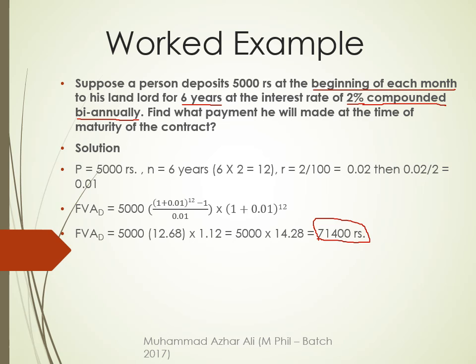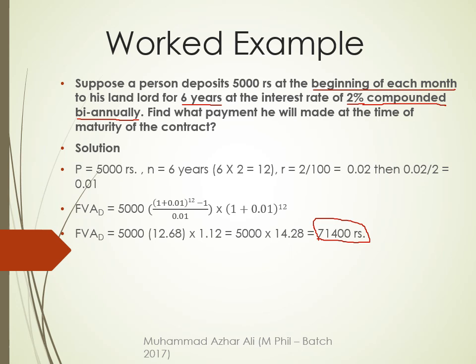Okay, so the time period is 6 years that you are seeing here, and the interest rate is 2% compounded biannually, means it is charged 2 times in a year. So what payment will he have made at the time of maturity of the contract? Okay, at the end, what he had paid to his landlord. So P is equal to 5,000 rupees, N is equal to 6 years, so 6 into 2 is equal to 12, and R will be 2 by 100, 0.02, and then 0.02 divided by 2, 0.01. Okay, so we will put it in the formula of future value of annuity due.